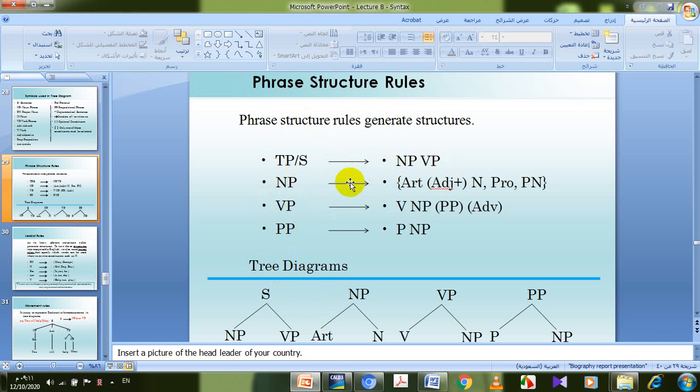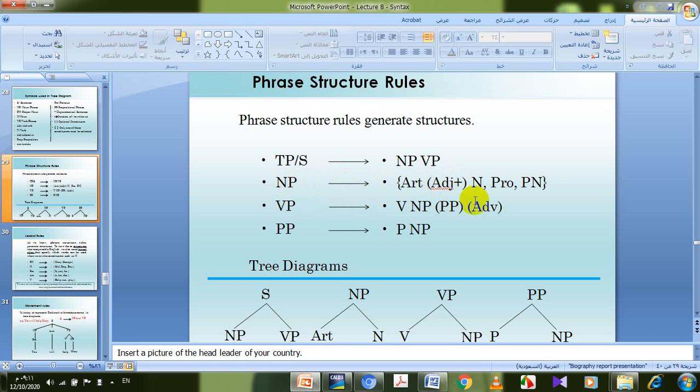Noun phrase consists of article, you see, adjective in between, so this is optional, we can use adjective or not, and noun, pronoun or proper noun, one of these, because these are between curly brackets. And the adjective is optional, you can use it, you can leave it. So this is noun phrase. So we have three cases.